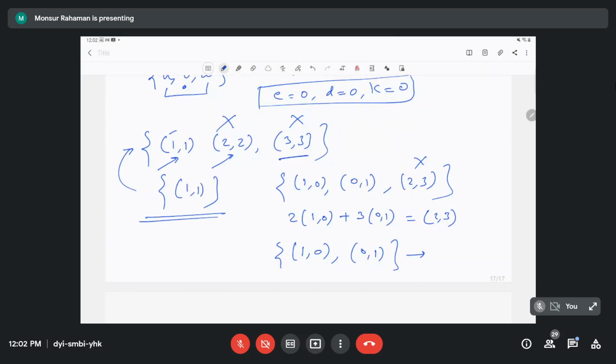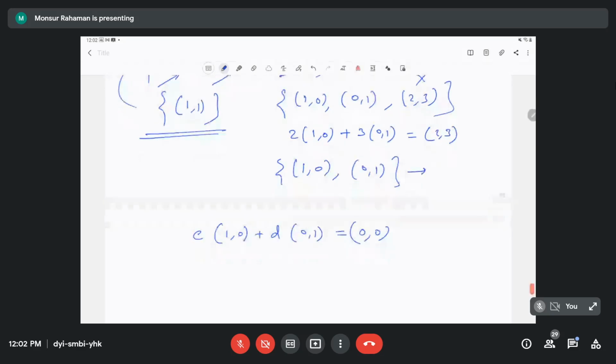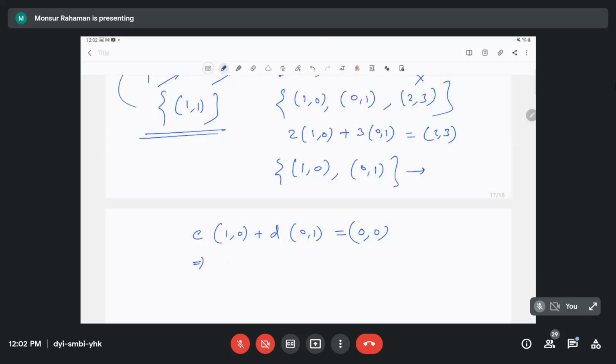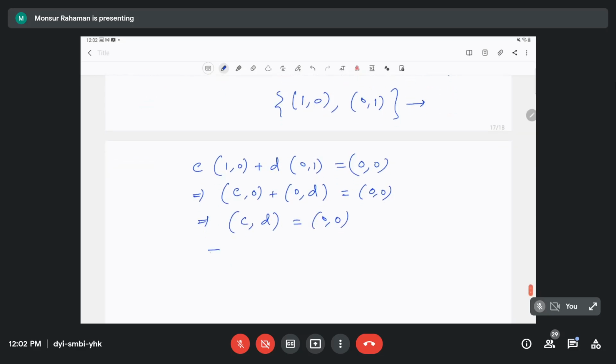Let's check whether it is dependent or independent by applying the formula definition. c times (1,0) plus d times (0,1) has to be (0,0) for only c equals to 0 and d equals to 0, no other element. So here it will be (c,0) and here (0,d) equals to (0,0), and if we add them, we get (c,d) equals to (0,0). So c is equal to 0 and d is equal to 0. You find only the zero solution, no other solution.